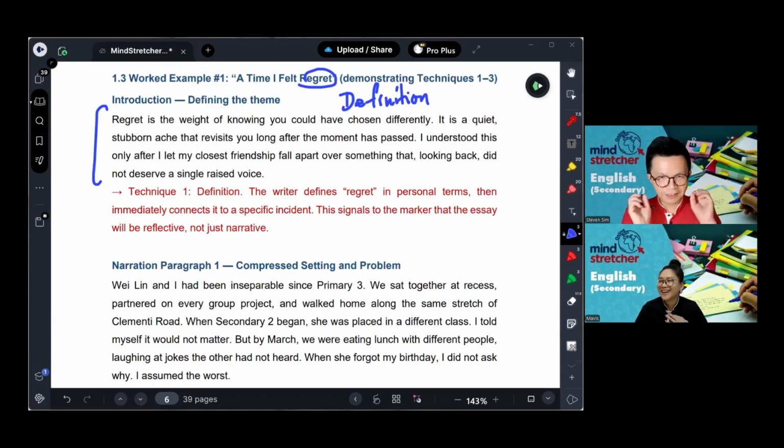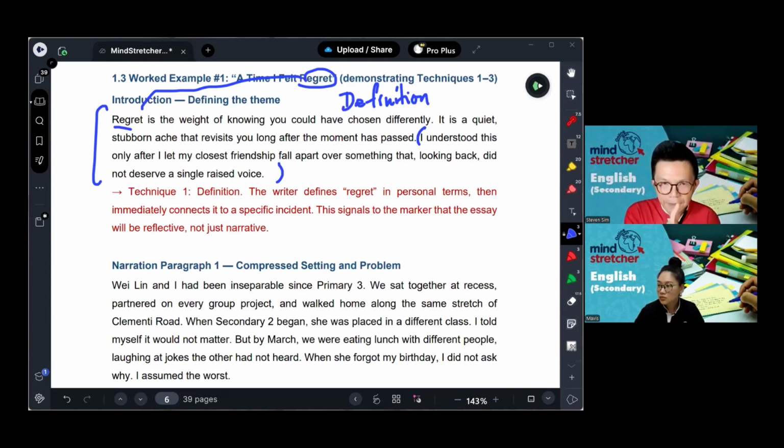Just introduce the key term. Regret is blah blah blah, and then you describe it. And then you have a very short summary to tell us, so what is this story going to be about? That's the overview.